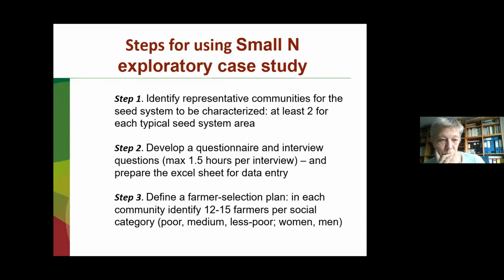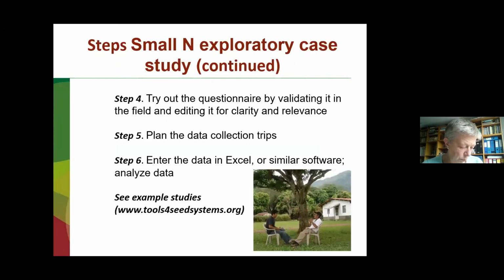Step 3, define the farmer selection plan. These 12 to 15 farmers per category, how are you going to identify them? If you later make a report, you have to justify and explain how you did that. Step 4, try out the questionnaire by validating it in the field. You will see how many of those questions are being answered by farmers in a way that makes you think, no, the question needs to be framed differently. Plan your logistics for the data collection. And finally, when you have done your data collection, enter the data in the Excel sheets or similar software.